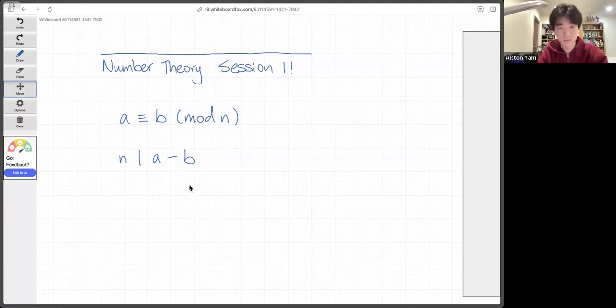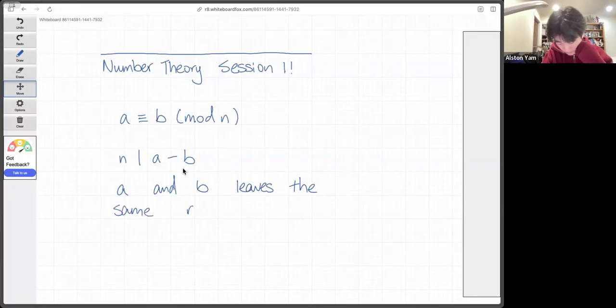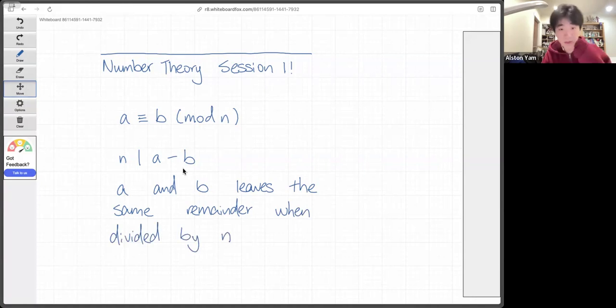We might notice that here it actually means that A and B will leave the same remainder when you divide them by n. So A and B leave the same remainder when divided by n. And that's pretty cool, right?